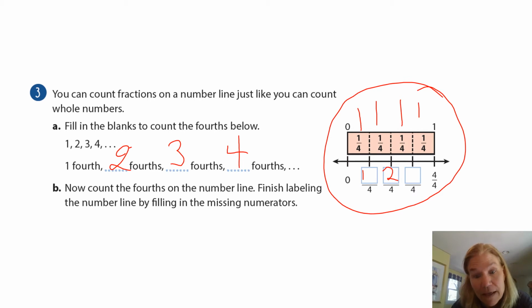Same thing. If I have 1 piece, I eat 1/4. 2 pieces, I eat 2/4. If I eat 3 pieces, that means I eat 3/4. And if I eat all 4 pieces, what does it mean I've eaten? I ate the whole cake.